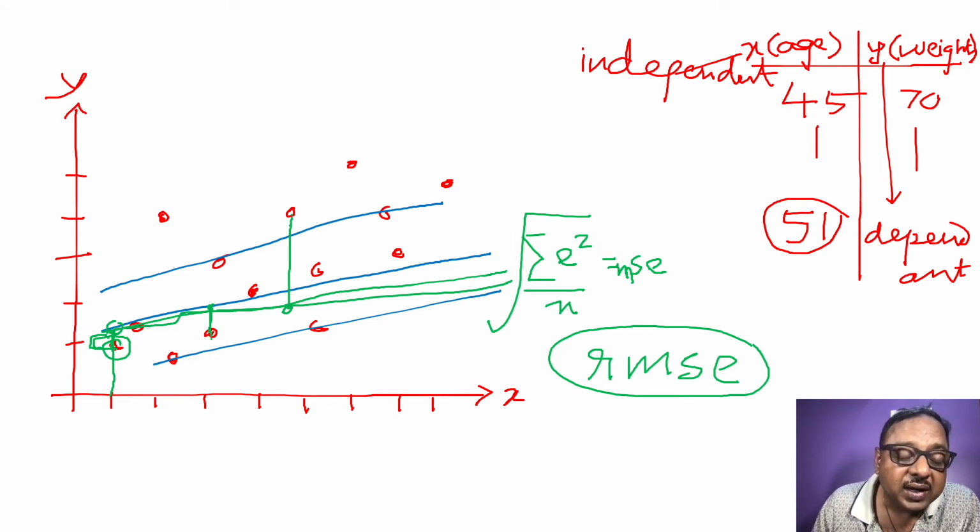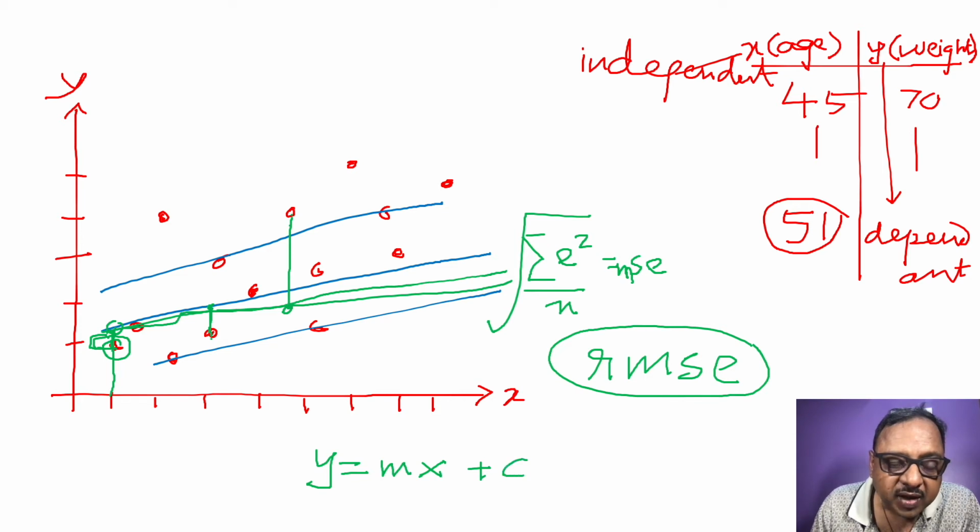Now we know that the equation of a line is y equals mx plus c. Here c is a constant, x is the variable, the independent variable, and its coefficient is m, and y is the dependent variable which we are trying to predict. Now this is the equation of any given line.